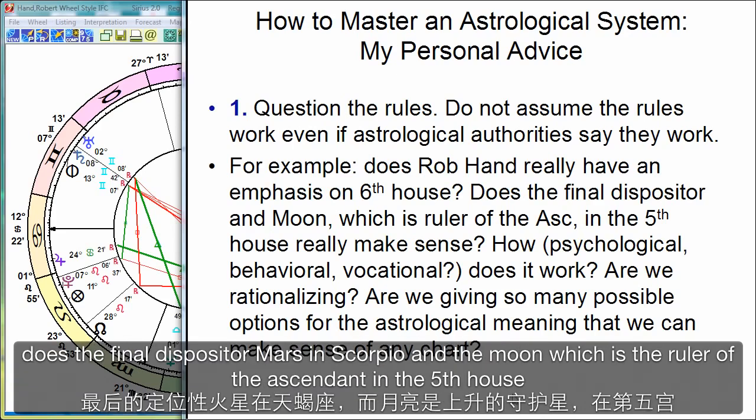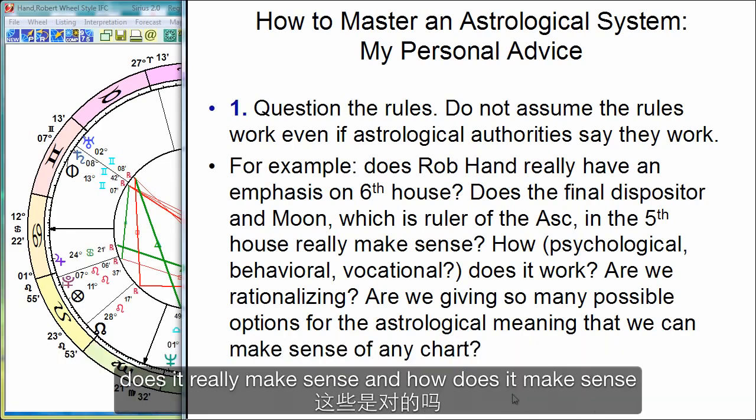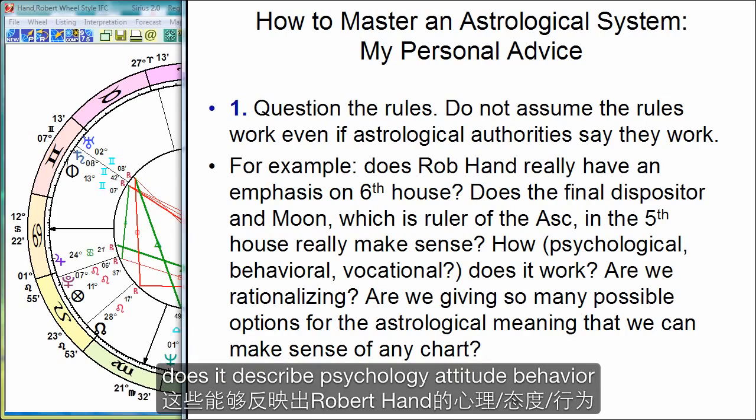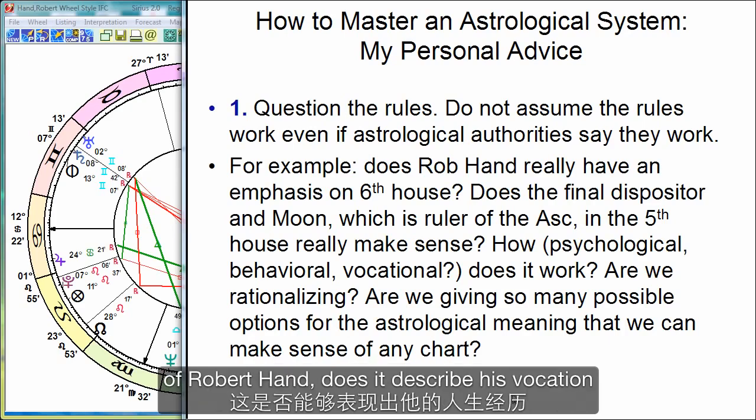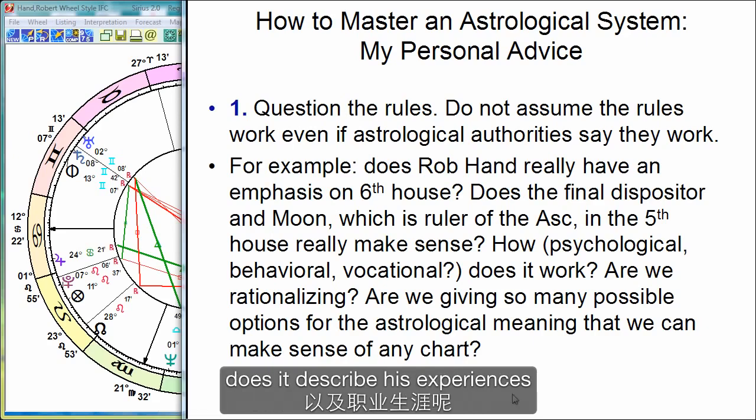Does the final dispositor, Mars in Scorpio, and the Moon, which is the ruler of the ascendant, in the 5th house, does it really make sense? And how does it make sense? Does it describe the psychology, attitude, and behavior of Rob Hand? Does it describe his vocation? Does it describe his experiences?